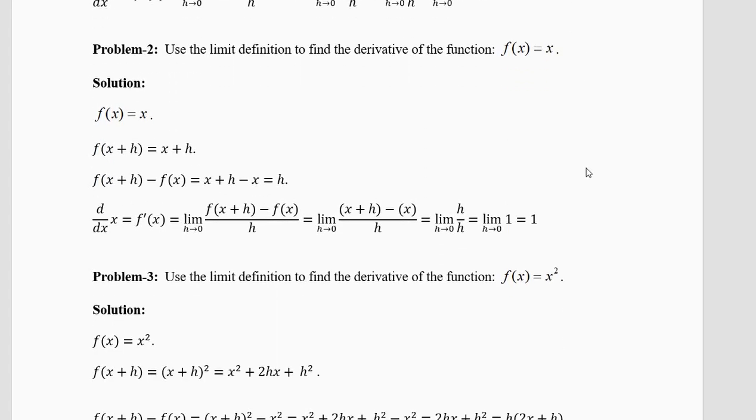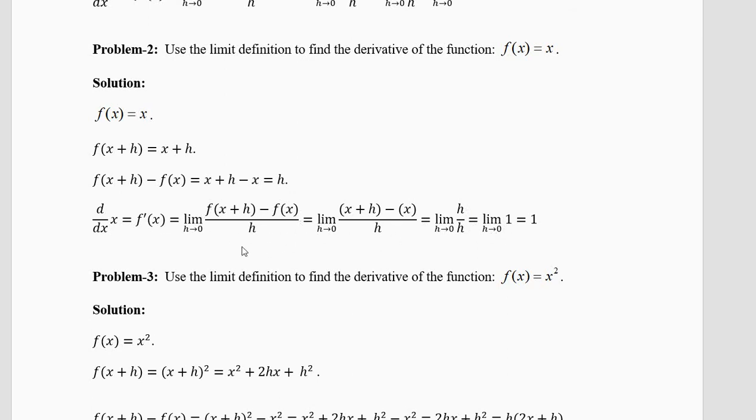Now let's look at the second example. Use the limit definition to find the derivative of the function f of x equal to x. Now f of x equal to x, f of x plus h is x plus h. Wherever x is there, put x plus h. Now f of x plus h minus f of x is x plus h minus x, which is equal to h. Now h divided by h is 1. The limit of 1 as h goes to 0 is 1.